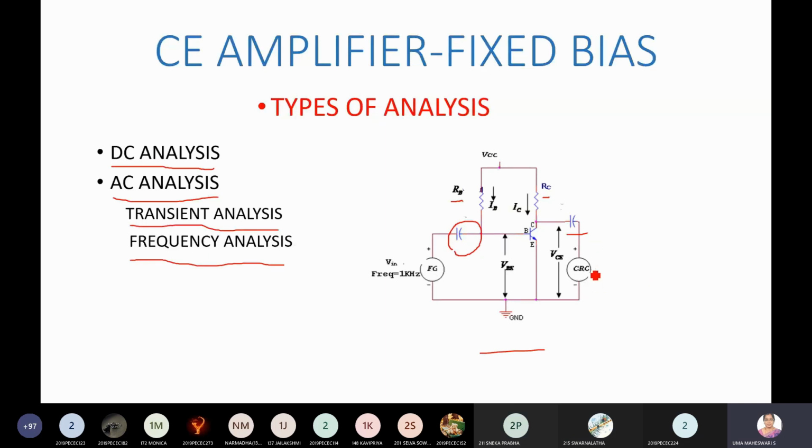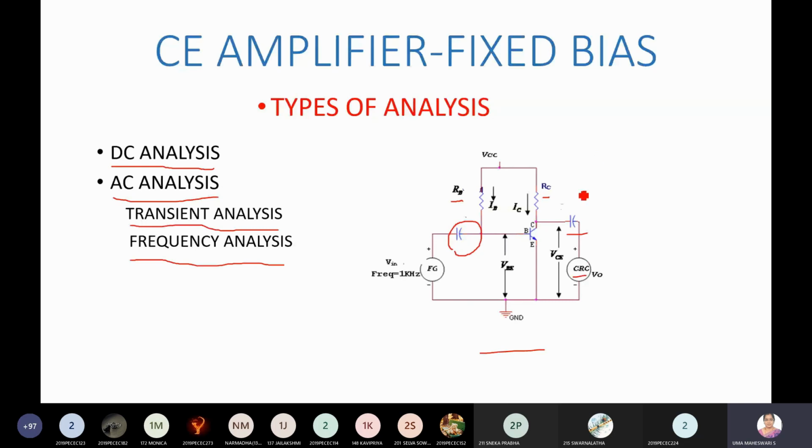So once I've given an input signal, I'm going to get an amplified signal at the output side. If you do this experiment in the lab, you're going to see the output waveform using a device called a CRO. CRO means cathode ray oscilloscope. You can see the waveform using a CRO. But here we are going to use simulation software, so wherever you want to view signals, you have to place a probe and see the waveform. Is it clear? So this is a fixed bias arrangement, right?